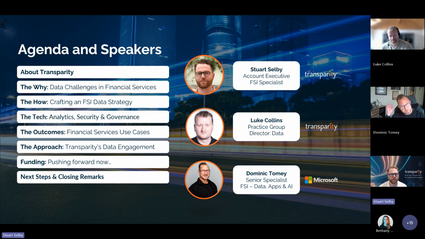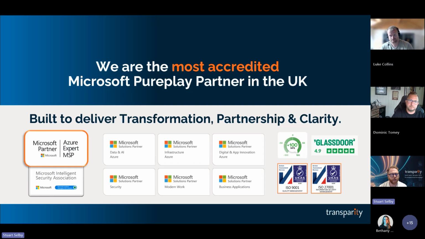Excellent, thanks, Dom. So moving forward, a bit about us. Conscious that you might not know exactly who we are. Transparity, we are the UK's most accredited Microsoft partner, meaning that we have the most and the highest level of accreditations across the entire Microsoft suite of products, including data and AI. We're proud to hold all 6 of the partner solution designations you can see on the screen, along with Azure Expert MSP status. It puts us really among the most accredited Microsoft partners in the world.